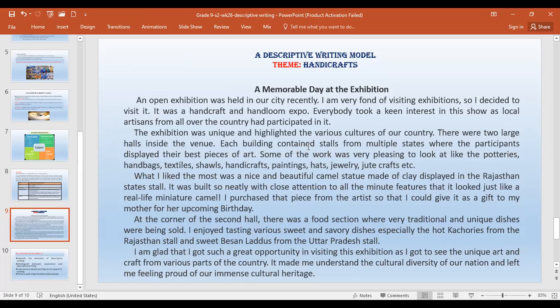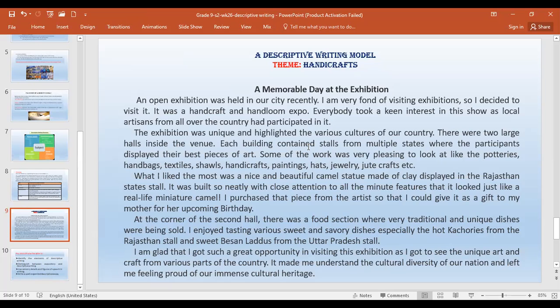An open exhibition was held in our city recently. I am very fond of visiting exhibitions. So I decided to visit it. It was a handcraft and handloom expo. Everybody took a keen interest in the show as local artisans from all over the country had participated in it.